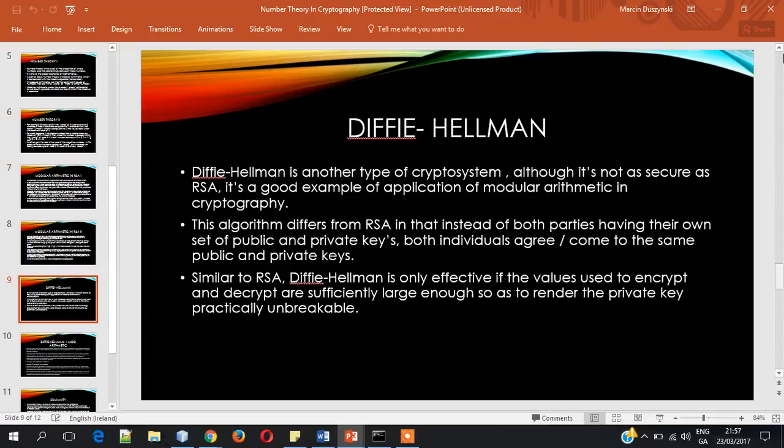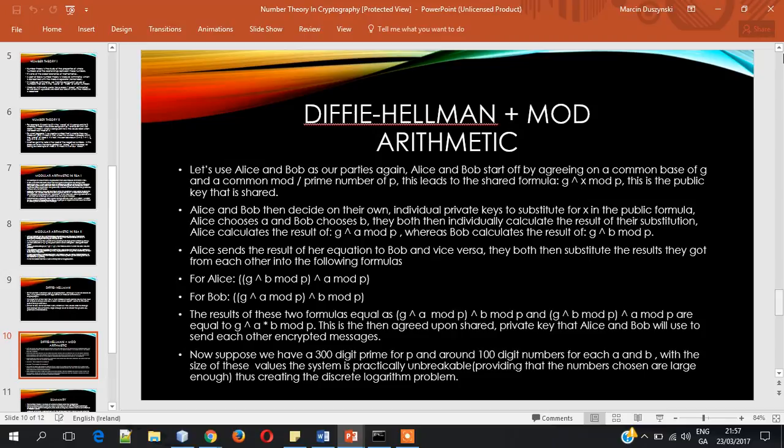Similar to RSA, Diffie-Hellman is only effective if the values used to encrypt and decrypt are sufficiently large, so as to render the private key practically unbreakable. In Diffie-Hellman, both parties share their public and private key together, and providing that the numbers are large enough, it's going to be very tough to break.